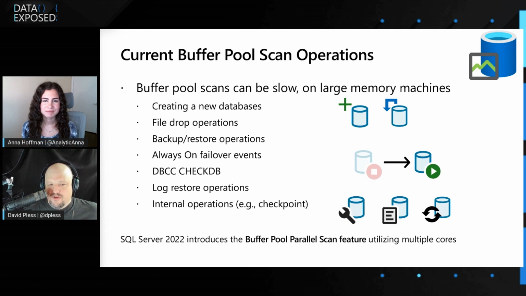Okay, so the buffer pool scan operation. The buffer pool is our cache store that stores database pages in memory. And in SQL Server 2019 and previous releases, operations that require scanning the buffer pool can be slow, especially on large memory machines such as the M series or MV2 series. These are Azure SQL virtual machines, very large memory machines.